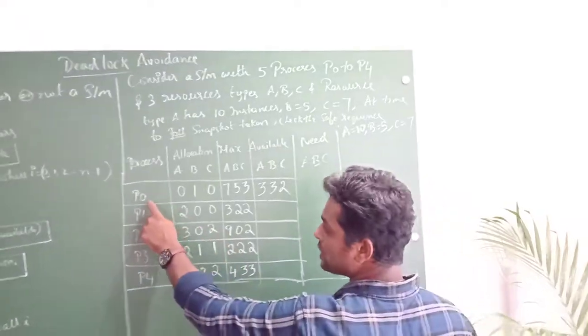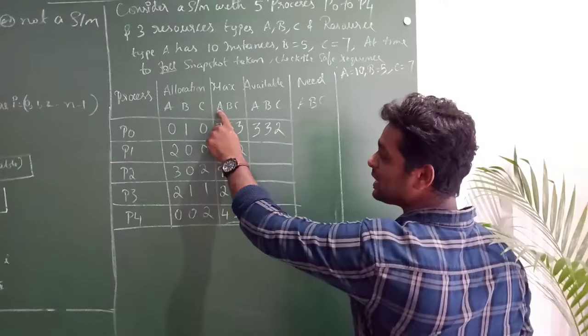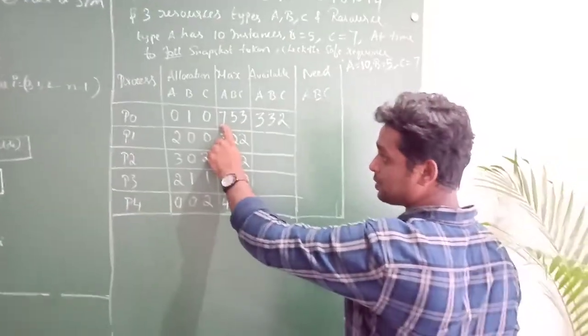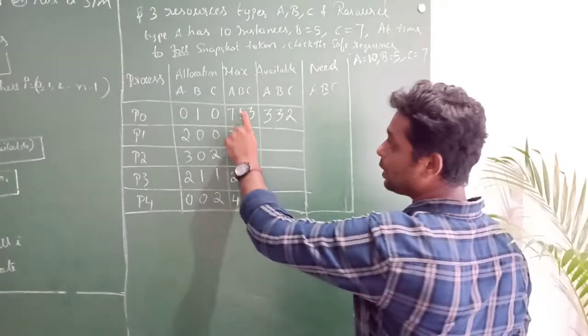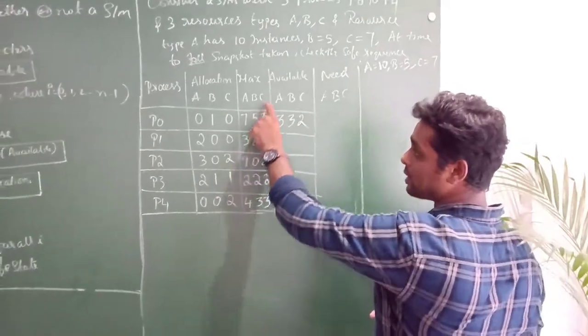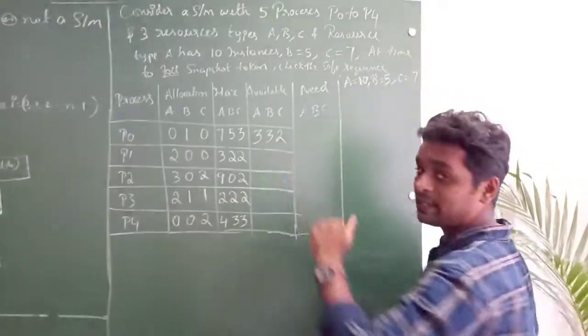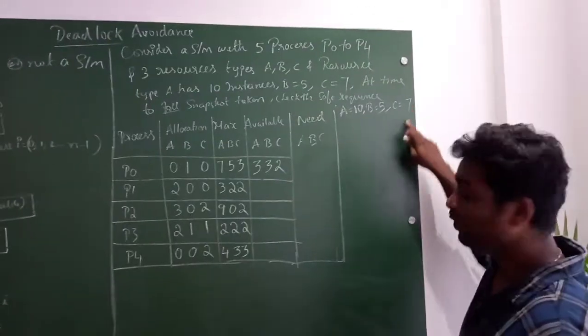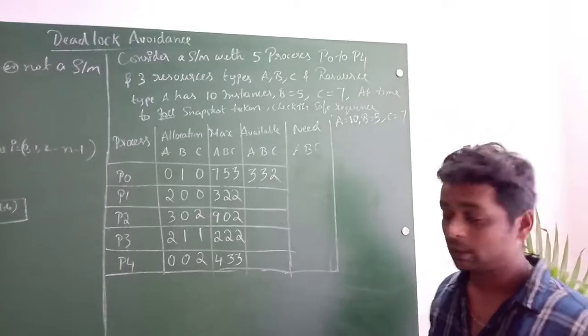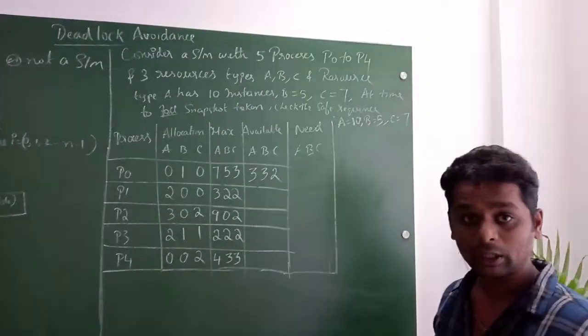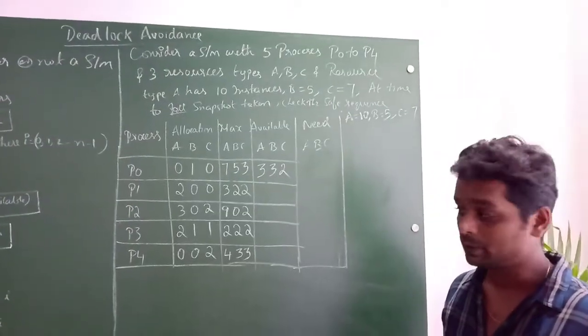Here, P0 will say, I need a maximum of 7 instances of A. I need B, 5 instances. I need C, 3 instances. But this should not exceed the total number of instances available in your system. It should not exceed the total number of instances available in your system.